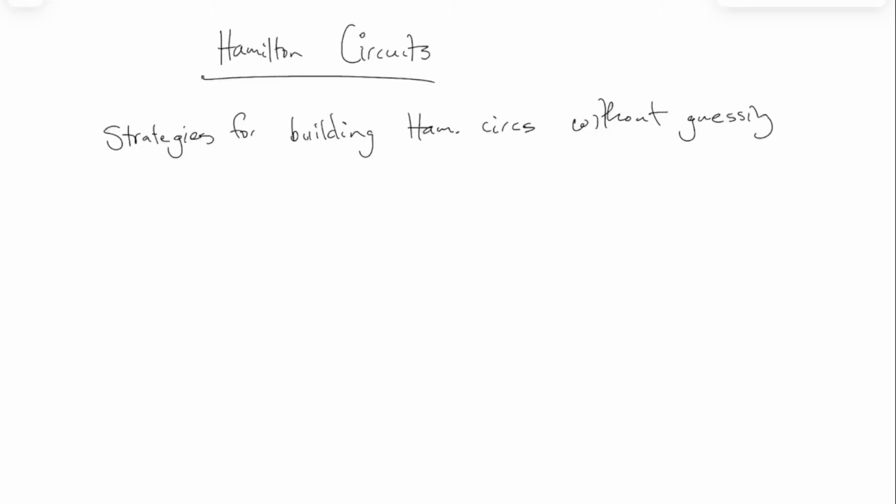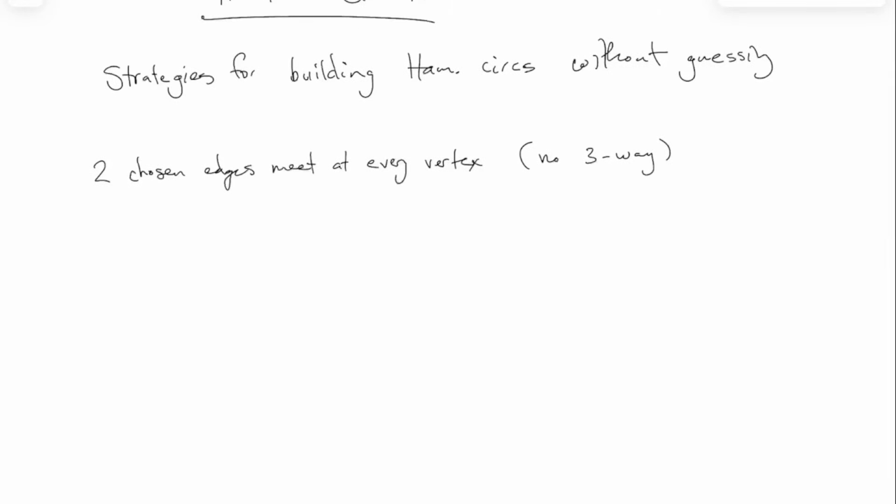Drawing a Hamilton circuit involves looking very closely at the graph, and it's kind of like a little puzzle that you have to solve to decide where the edges should go and where the edges should not go. We talked about two basic strategies, though, and the first one is two chosen edges meet at every vertex, and in particular, no three-way. Right, remember the way that a Hamilton circuit looks?